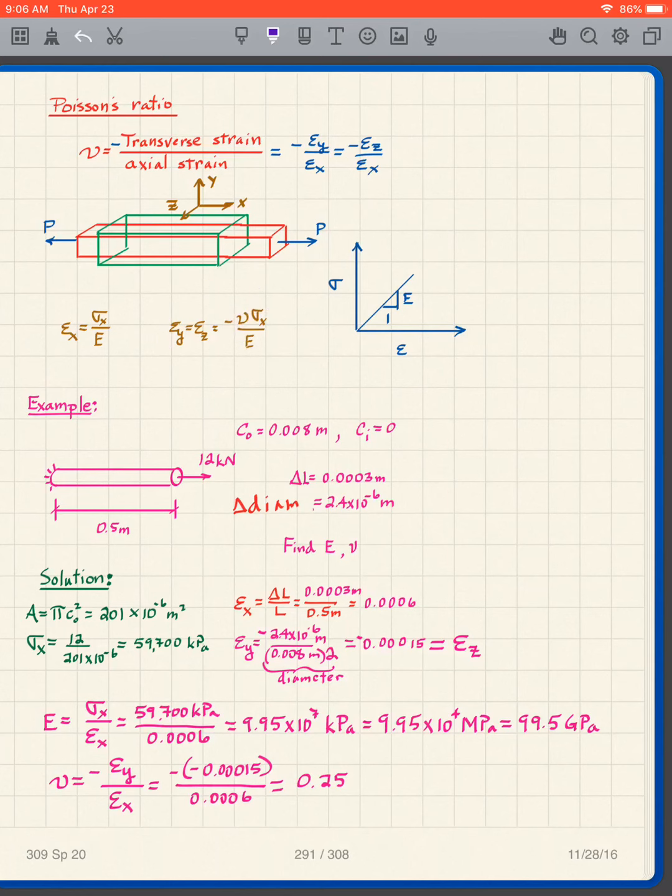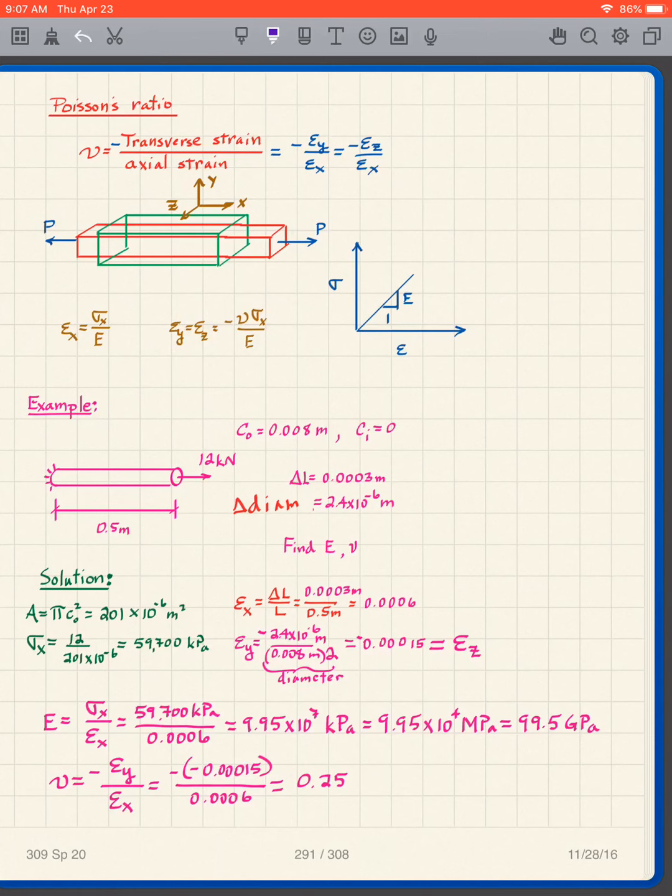So if I know the Young's modulus and I know the Poisson's ratio, then with the applied stress caused by that force, we can get these strains in all three directions. And of course, like I say, we're assuming linear elastic behavior, where the stress and strain are related through the Young's modulus. Okay, so let's do a little example of how to use this.